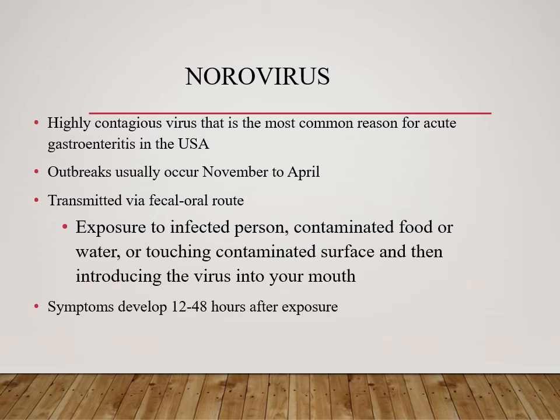Norovirus is a highly contagious virus that is the most common reason for acute gastroenteritis in the USA. Outbreaks usually occur from November to April. It is transmitted via the fecal-oral route: exposure to an infected person, contaminated food or water, or touching a contaminated surface and then introducing the virus to your mouth. Symptoms develop 12 to 48 hours after exposure.